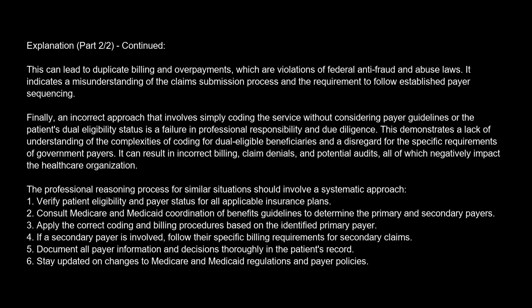1. Verify patient eligibility and payer status for all applicable insurance plans. 2. Consult Medicare and Medicaid coordination of benefits guidelines to determine the primary and secondary payers. 3. Apply the correct coding and billing procedures based on the identified primary payer. 4. If a secondary payer is involved, follow their specific billing requirements for secondary claims.